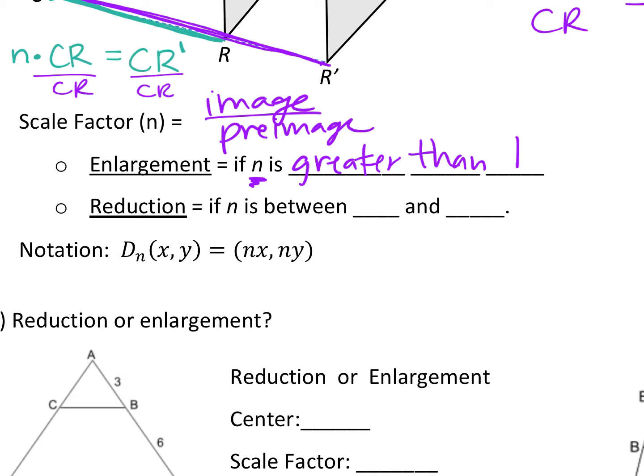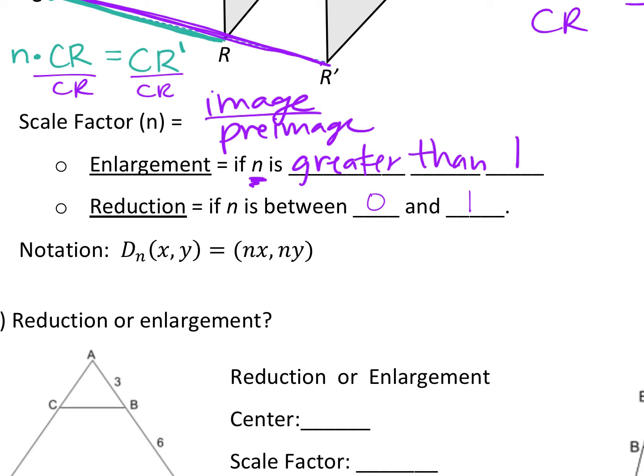1, right? The number 1 represents 100% of something. So if it's 1.25, now it's 125% of what it was, okay? So that's an enlargement. It got bigger. But if it's a reduction, then your n is going to be between 0 and 1. In other words, it's a fraction of what it used to be.